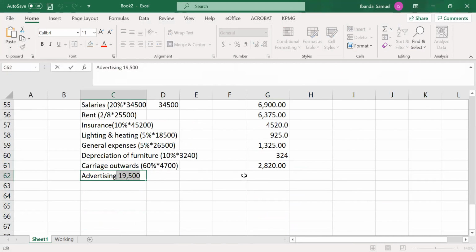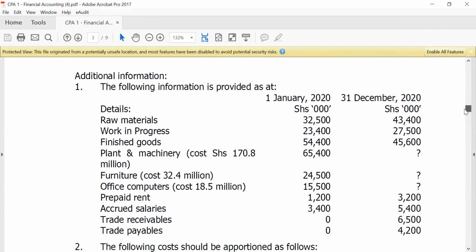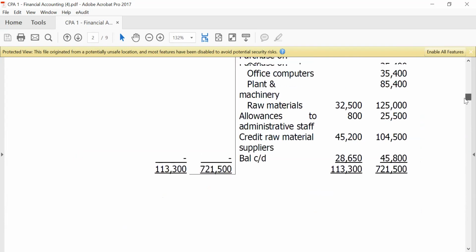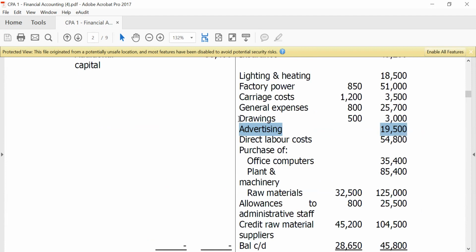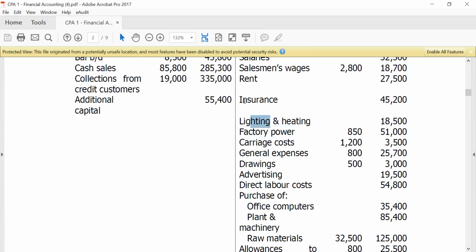And it is 19,500. As you can see, advertising does not have any adjustment onto it. That's why I've not drawn up an account like I did for rent and salaries. So anything that does not have additional information, I just pick the way it is. Drawings are not expenses, okay? Drawings are not expenses, so I don't record them. General expenses, this one I already took into consideration. Carriage costs, I took into consideration. Factory costs, factory power, I took into consideration. Lighting, I took into consideration. This one I took into consideration. Rent, I took into consideration.